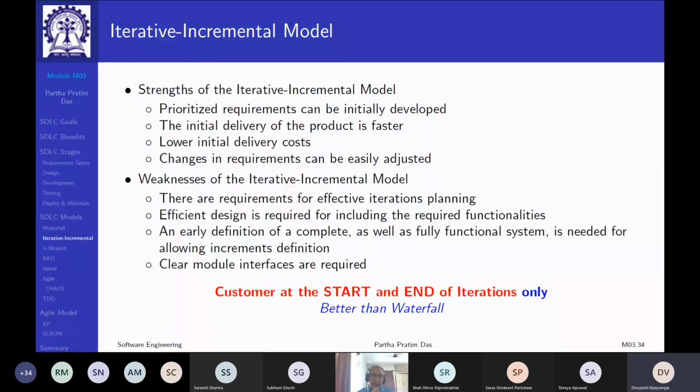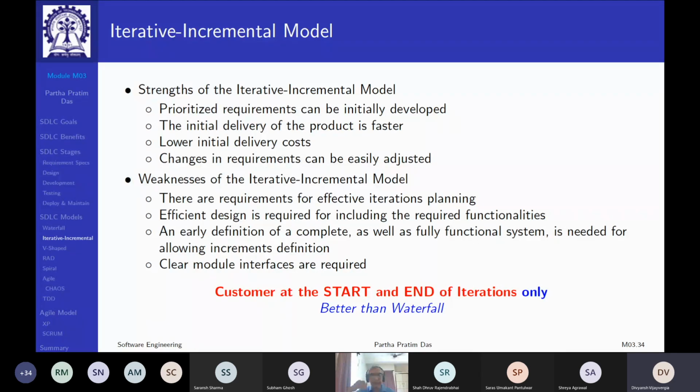Efficient design is required, which can be broken down. Clear module interfaces are required, which are in a way good, but kind of slows down, puts some overhead on that. But certainly, in this way, you can reduce the risk of waterfall to a good extent, right? So that's kind of a direction.